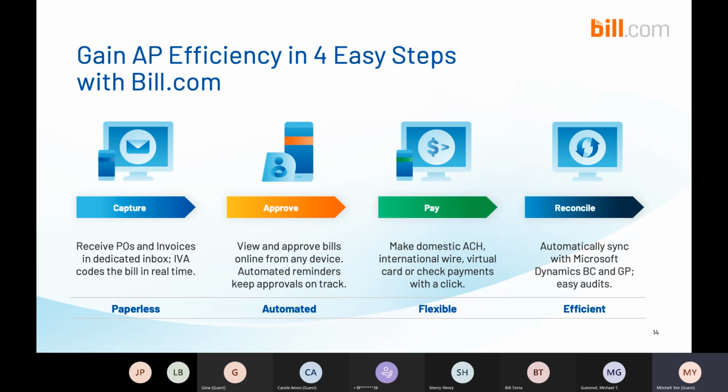And so instead of a manual, error-prone, messy process, AP automation with Bill.com solves pain. We create efficiencies with accounts payable in 4 simple paperless steps. It starts with receiving a bill automatically into our system. You can do it via email, you can drag and drop, you can even utilize our mobile application to snap a picture. Our artificial intelligence, IVA, known as Intelligent Virtual Assistant, will capture that information within seconds. It'll read that bill. No more data entry. Now you're just reviewing versus actually entering in data and trying to figure out where to store the document.